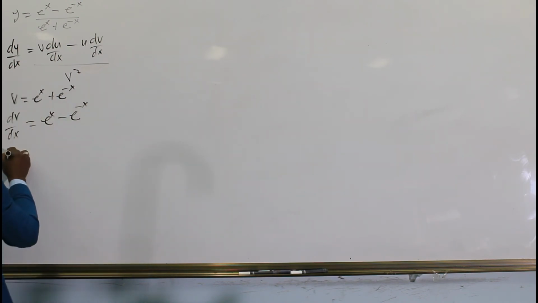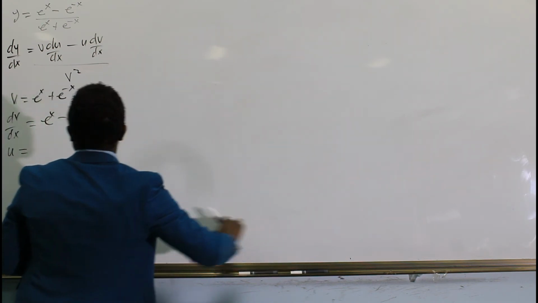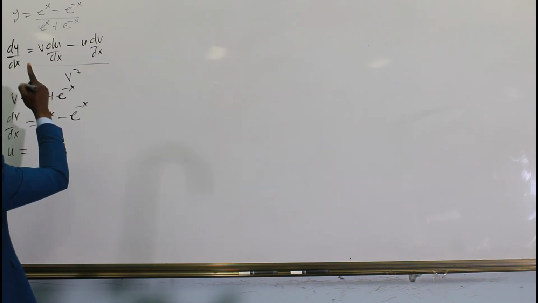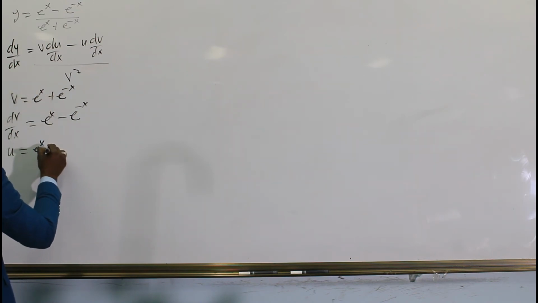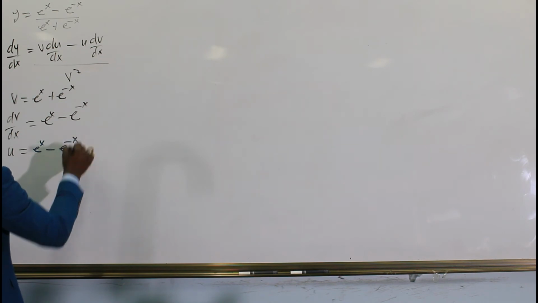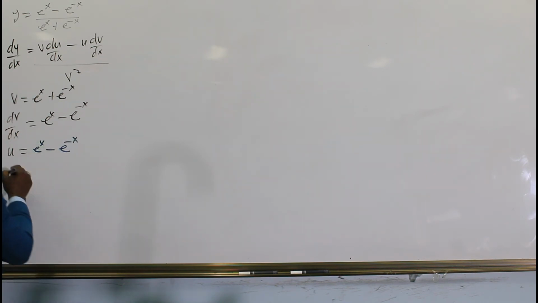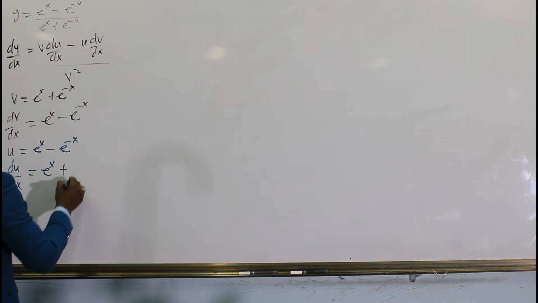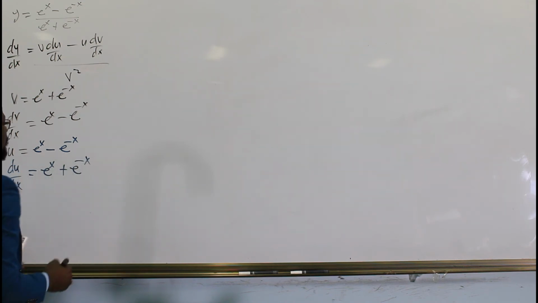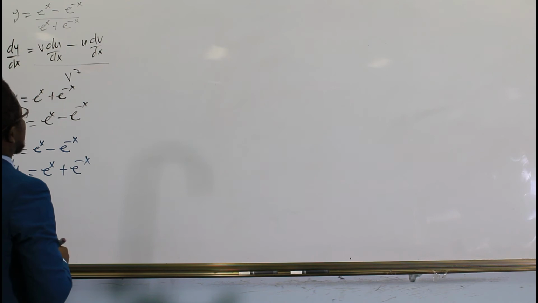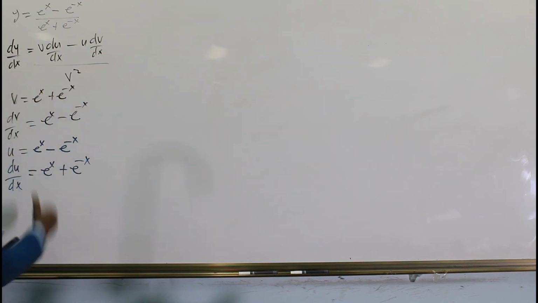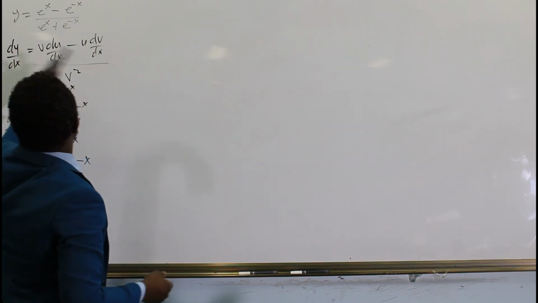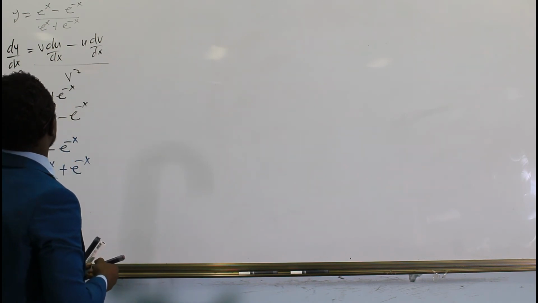And then we are going to let our u be equal to e^x minus e^(-x), so that we can find du/dx, and that is going to give us e^x plus e^(-x). And once we have done that, we need to then substitute this into the quotient rule, and then we'll solve the problem.